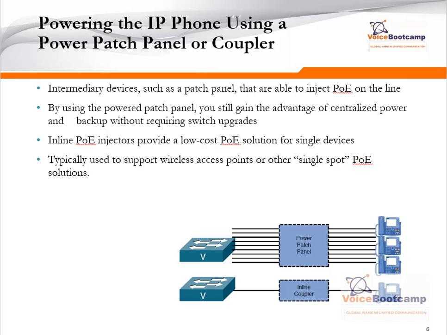The inline power over Ethernet injector provides a low-cost PoE solution for single device. Those are called inline coupler. So if you have only 1 or 2 devices that needs a power over Ethernet, you're not going to buy like 24-port power patch panel. Just buy an inline coupler. Typically used to support wireless access point and or single spot PoE solutions.